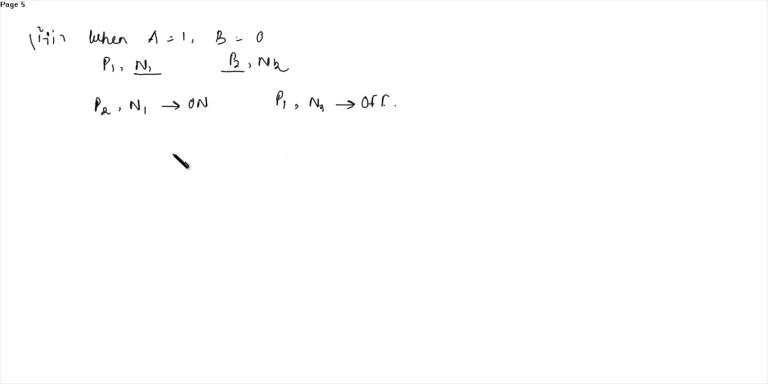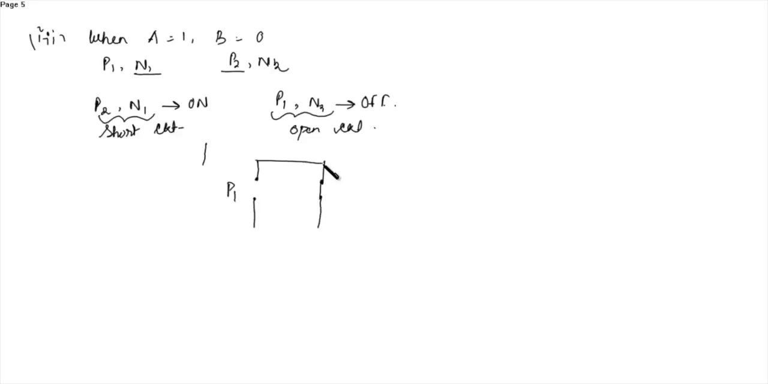So if we represent it in the schematic, P1 is off, so this is represented as open circuit, and since this is on, this is represented as short circuit. So P1 is off, so this is open P1, P2 is on, so it is represented as short circuit. This is P2. This is connected to VDD. Now here N1 is on, so it is short circuited, and N2 is off, so open circuit. This is ground. This is N1 and N2.